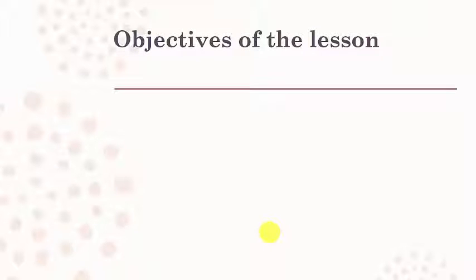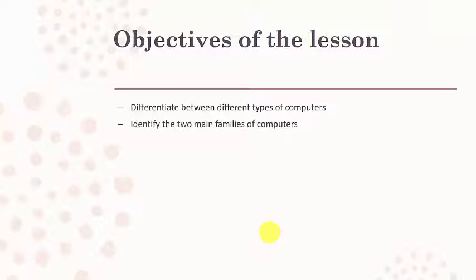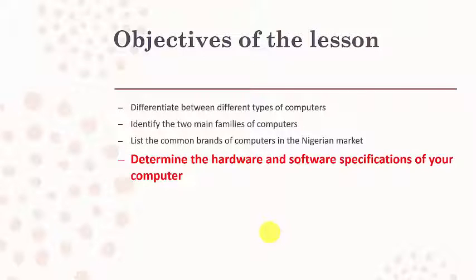So what are the objectives of this lesson? We want you to be able to differentiate between the different types of computers when you complete this lesson. There are some families of computers we want you to be able to identify. We want you to be able to list the common brands of computers in the Nigerian market. In other words, you have several brands, for you to be able to appreciate the strengths and weaknesses of the different brands.